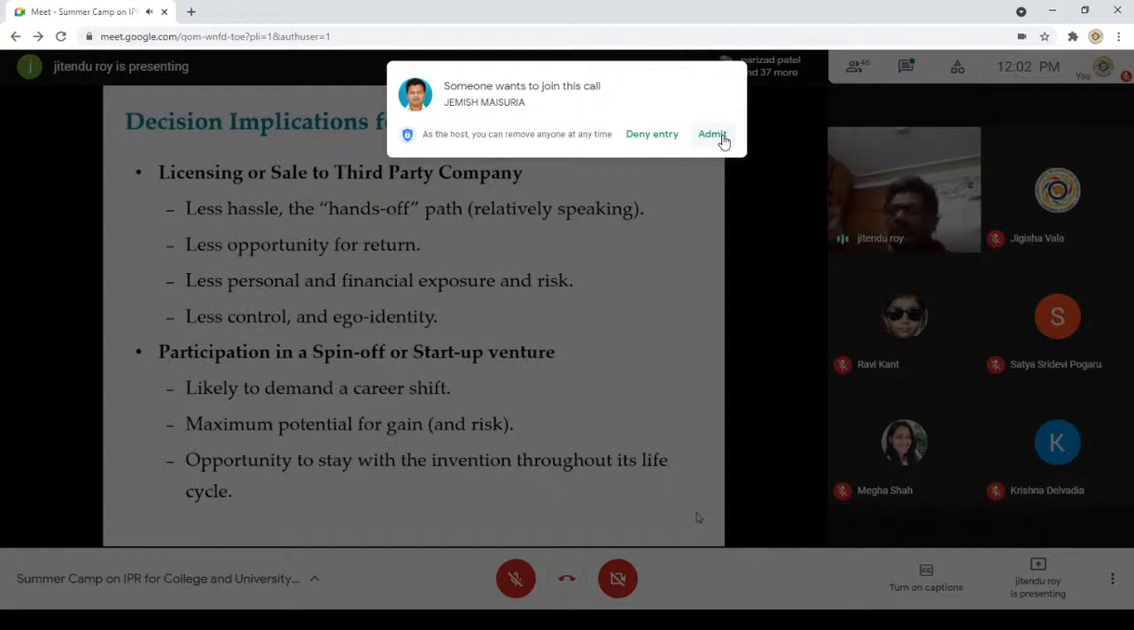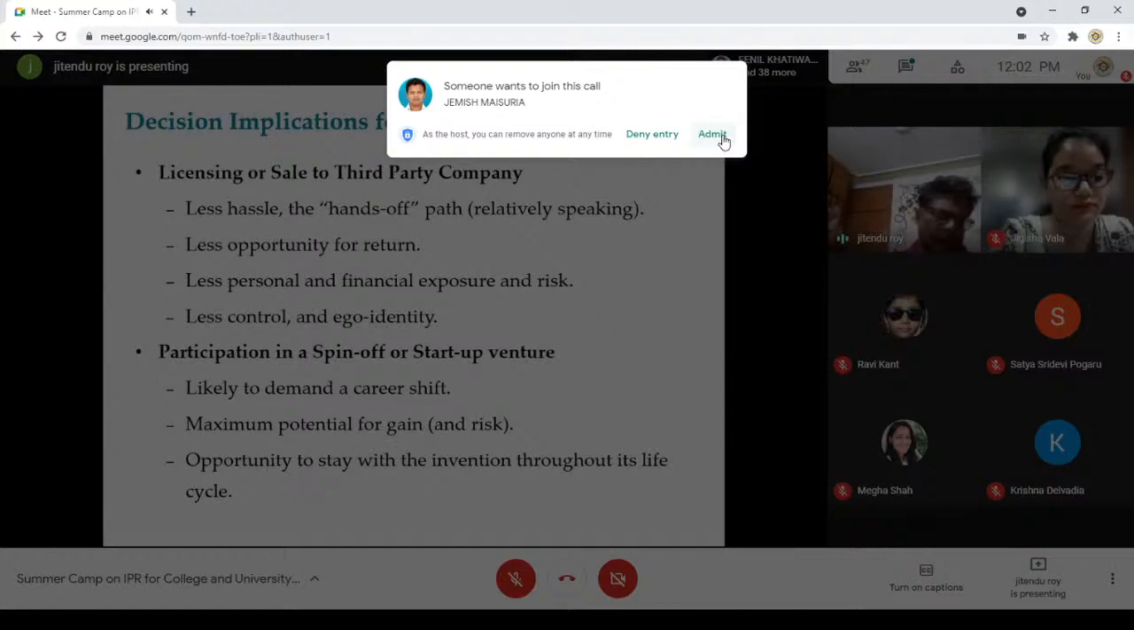Then we have less personal and financial exposure and risk, and also less control and ego identity. मतलब आपका उस टेक्नोलॉजी में कोई कंट्रोल नहीं रह जाएगा. Once you have given it, you get your lump sum fee, जो valuation में एक price fix हो गया, you get your money, they invest money, they take it the route they want. आपका कोई risk नहीं है, कोई exposure भी नहीं है, आपको अपना पैसा मिल गया, and whatever they do. But again, then you are completely blacked out in this whole process.